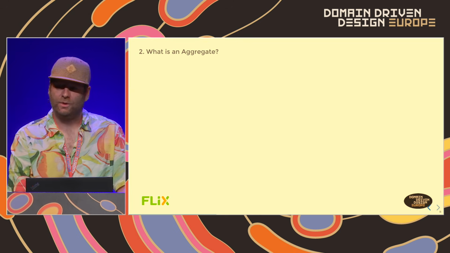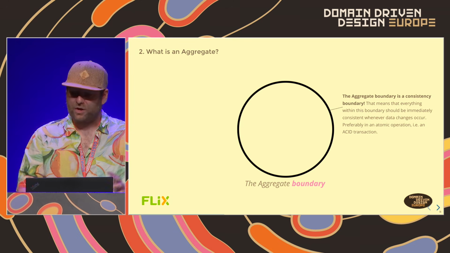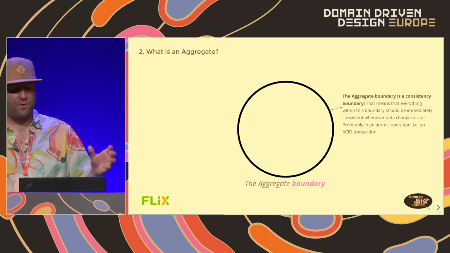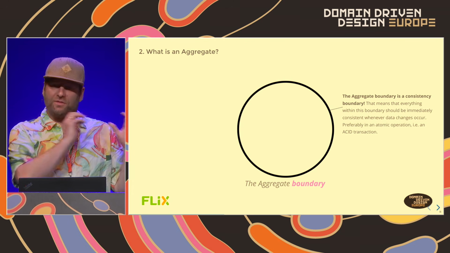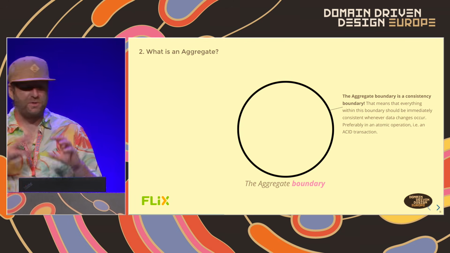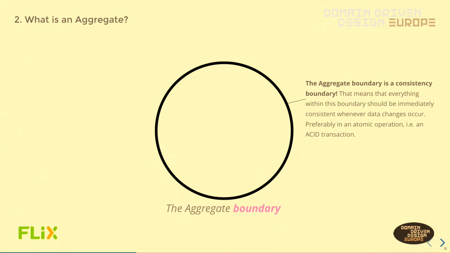So, let's visualize this. We start with the boundary, right? This boundary is a consistency boundary. That means that everything within this boundary should be immediately consistent whenever data changes occur, right? Preferably in some kind of atomic operation, maybe an ACID transaction, or other ways you can make it consistent. I'm not saying you should use ACID transactions to do that. There are multiple ways to achieve consistency. But it should be atomic, it should be immediately consistent.